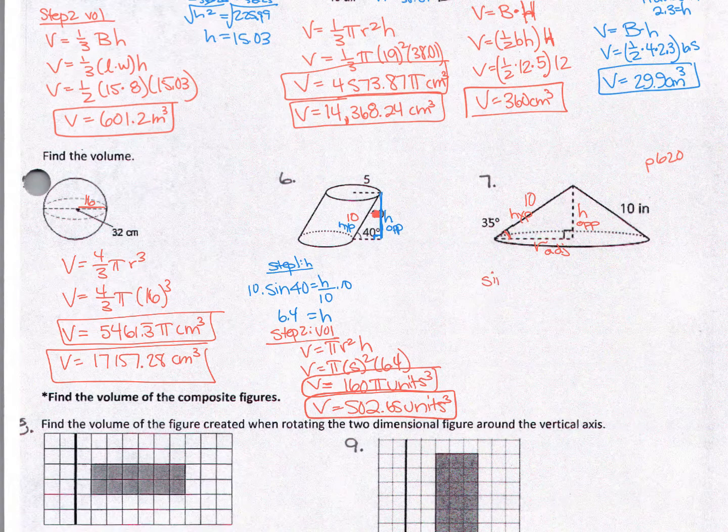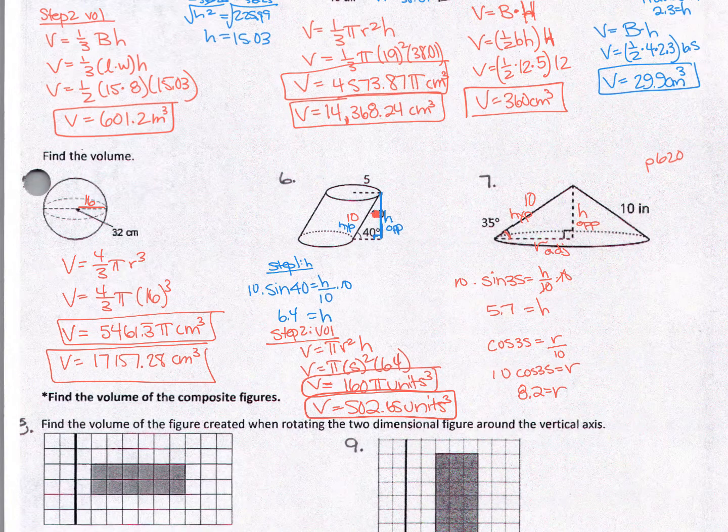So that would be the sine, since it's the opposite side. So sine of 35 equals h over 10. Multiply both sides by 10, and I find that h would be 5.7. So next I'm going to find the radius. Well, the radius is the adjacent side. So adjacent over hypotenuse would be the part of SOHCAHTOA, so that would be cosine. So cosine of 35 equals the radius over 10. I'm going to multiply both sides by 10, and I get 10 cosine 35 equals r. And when I plug that into my calculator, I find that my radius is 8.2.